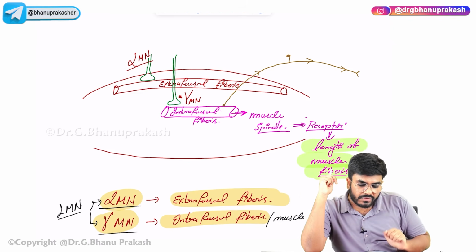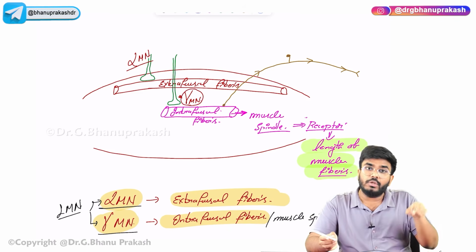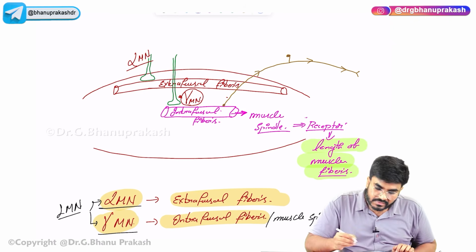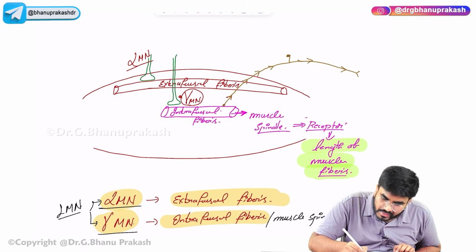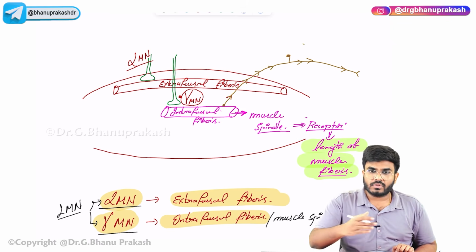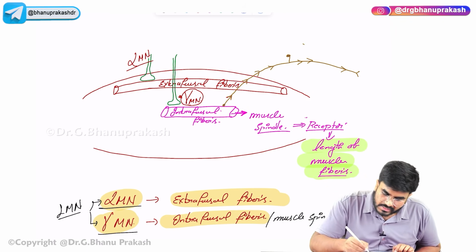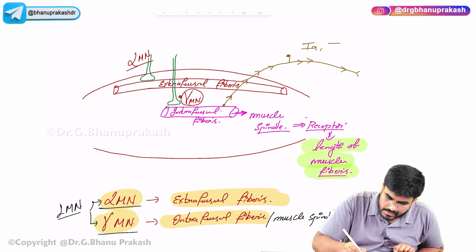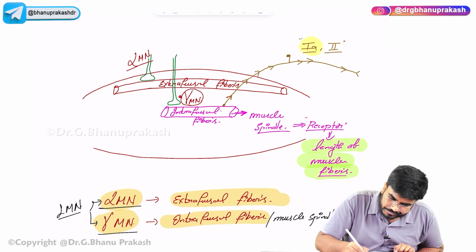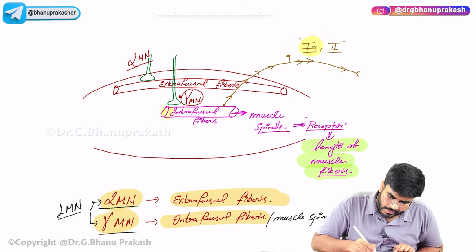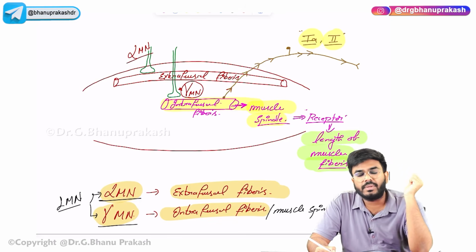Now tell me, your intrafusal fibers are innervated by gamma motor neurons for contraction, as well as by these sensory neurons. Sensory supply is also there, so that the sensory information is going to the central nervous system. What is the length of the muscle fiber always? These fibers are called primary 1A fibers and secondary fibers. Primary 1A fibers are important. They are the sensory supply to the muscle spindle. Primary 1A fibers and secondary fibers innervate the muscle spindle.